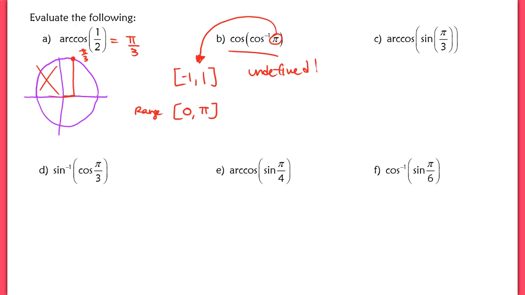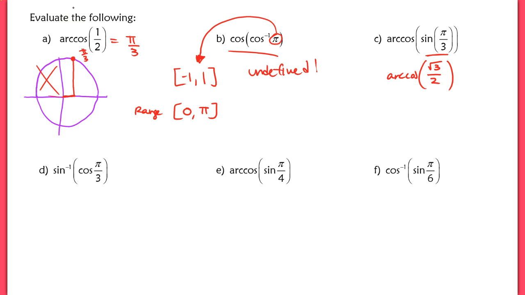All right, next up is problem C. Now in problem C, I'm going to evaluate the sine of pi over 3 first. So if I evaluate the sine of pi over 3, I end up with root 3 over 2. So now I look at the inverse cosine or arc cosine of root 3 over 2.